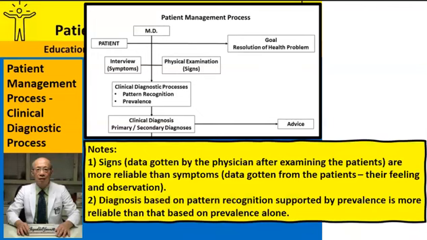Notes. Signs. These are the data gotten by the physician after examining the patients. These are usually more reliable than symptoms, which are the data gotten from the patients, their feelings, and observation. And note number 2, the diagnosis based on pattern recognition supported by prevalence is more reliable than that based on prevalence alone.